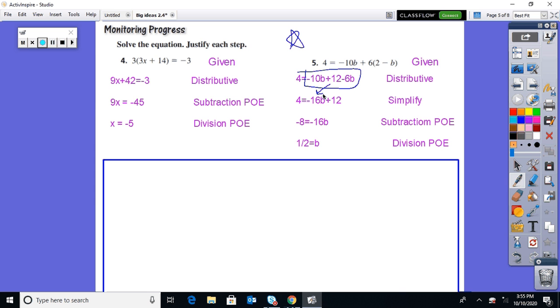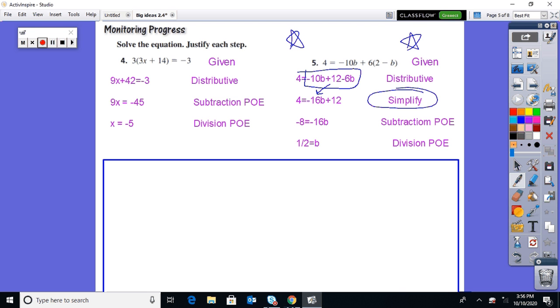That's not a property of equality because you didn't cross an equal sign. You just cleaned up two things on the same side of the equal sign. So some books will call it combining like terms. Our book refers to it as simplifying. We just made the right-hand side look a little nicer. So that is an important note in this section.